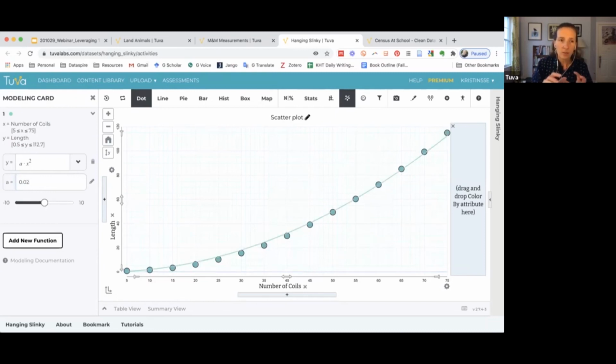And by either using the slider or by manually tinkering with it, we're now giving students that ability to interact as they're building the function to fit the data.